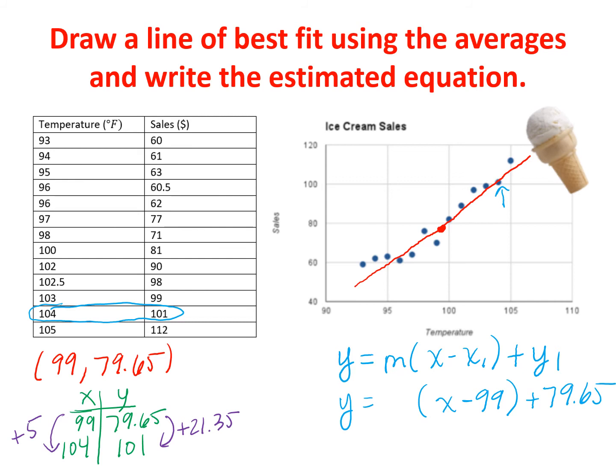So my slope, my change in y over my change in x, is 21.35 divided by 5. And so if I divide that in my calculator, I come up with 4.27. Again, not sure how accurate this is, especially with my sketch, but I do know that I was using the averages as one of my points and then one of the other data points.